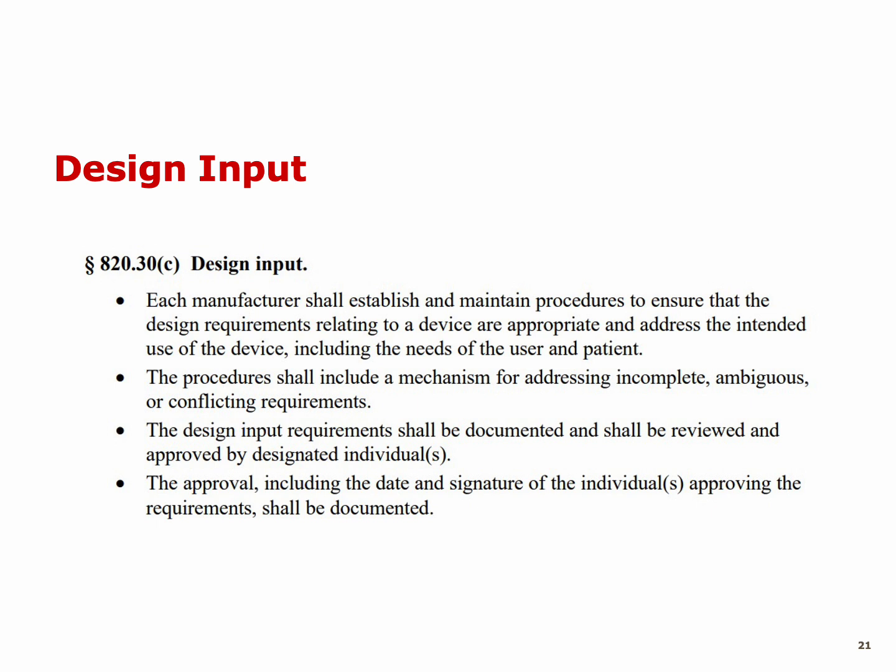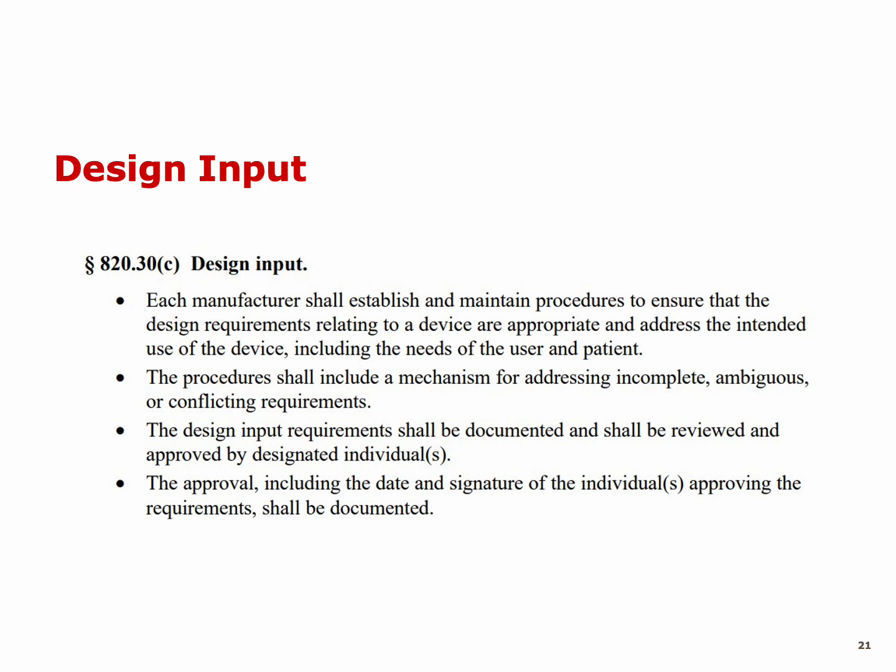Now the procedures shall include the mechanisms for addressing incomplete, ambiguous, or conflicting requirements. And the design input requirements shall be documented and shall be reviewed and approved by designated individuals. Don't forget, these are procedures, so they must be reviewed a maximum every 2 years, as per the GMP, or if we are talking about FDA, as per CGMP. Now the approval, including the date and signature of the individuals approving the requirements, shall be documented. So in any SOP, obviously, we also have a placeholder for the names of the authors, individuals, signatures, effective date, etc.